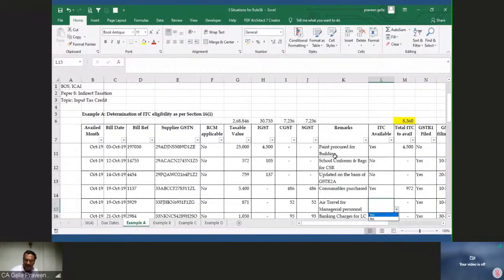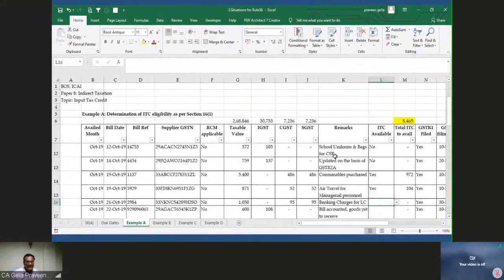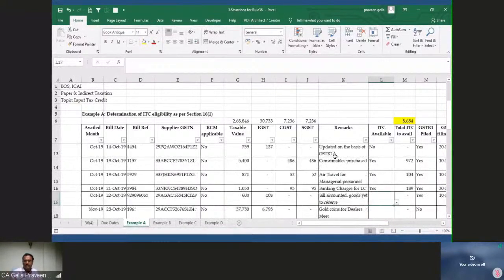I would say yes. Again, friends, I am filling on the basis of section 16, subsection 1 and 2, what we have read till now. Please bear with me, section 17 we have not covered. Wait for that. Banking charges for LC: yes, it is a financial transaction for business. I will say yes.